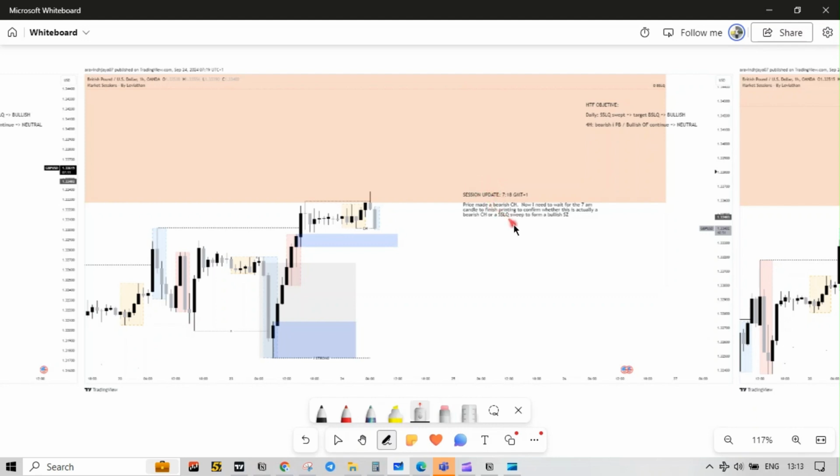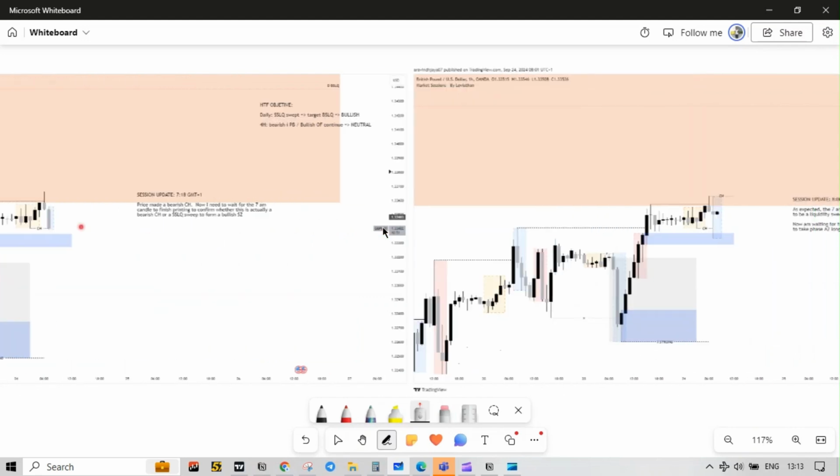At 7:18, price made a bearish top. Now we need to wait for the 7 a.m. candle to finish printing to confirm whether this is actually a bearish top or a sell liquidity sweep to form a bullish signal. So yeah, price has struck the Asian session high and it has stopped bearish, but this is not enough. I want the candle to be finished printing. So only after the candle has finished printing, I know whether this move is a real move by institutions or just a liquidity sweep by an algorithm.